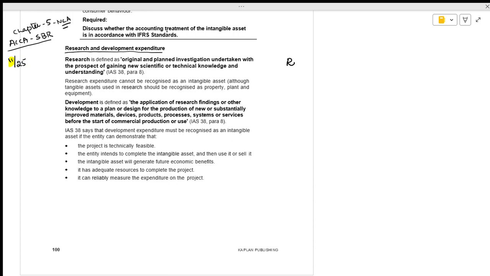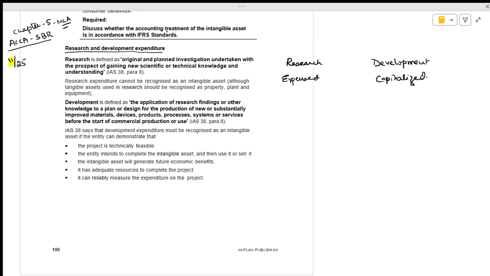See, research and development should be separated. Okay, there is a big difference between them. We have done this research and development in F7, it is the extension of that only. Research should be expensed and development should be capitalized.